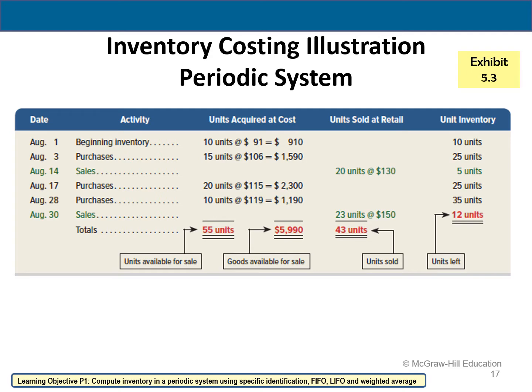So the inventory costing periodic system. On August 1st, they started with 10 units at $91. On the 3rd, they bought 15 units at $106. On August 14th, they had a sale, 20 units at $130 sale price. Then they purchased 20 more units on August 17th, 10 more units on August 28th, and then they sold 23 units on August 30th. So there were 55 units for sale at a cost of $5,990, which is the sum of the 910, 1590, 2300, and 1190. They sold 43 units at retail price, and the number of units left in ending inventory is 12.